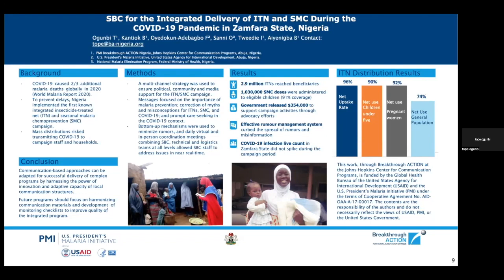So for looking at the results, the integration of these campaigns was highly successful. The end process survey and the lot quality assurance sampling that was done to look at the output indicators for the campaign showed that 2.9 million nets reached beneficiaries, accounting for a 96% uptake during the campaign. Net uptake was high, and the target of 80% net utilization for different target populations was mostly surpassed, as we can see.